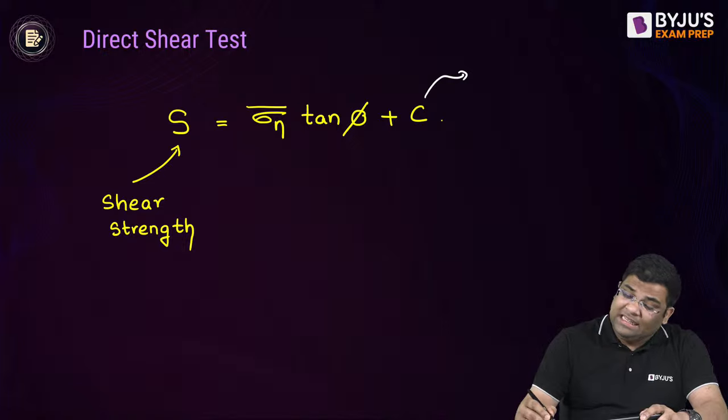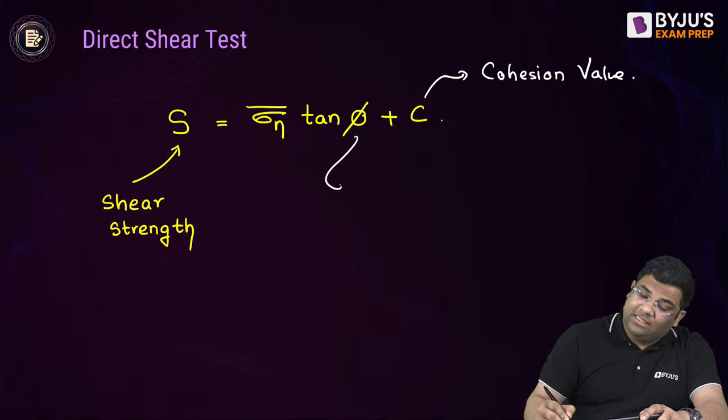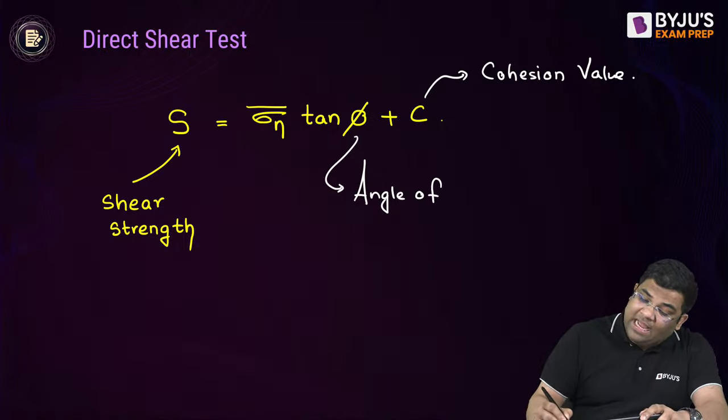What is this c? This c is the cohesion value. And what is this phi? This phi is the angle of internal friction. So we use this equation in the direct shear test.